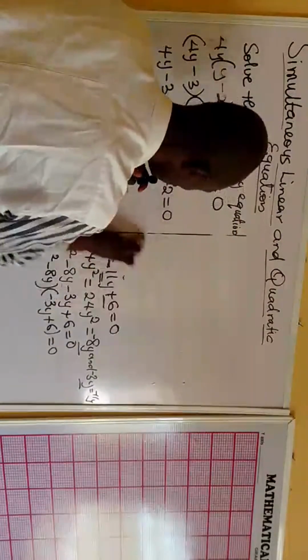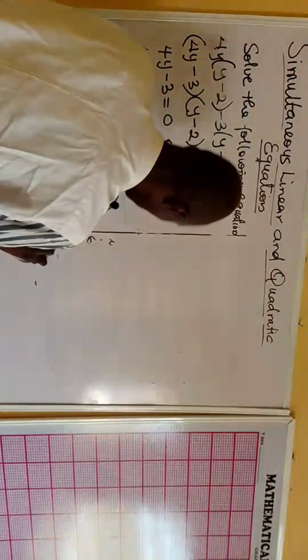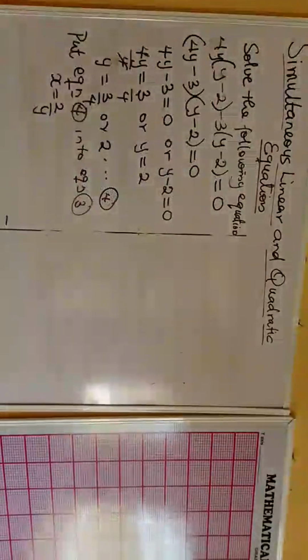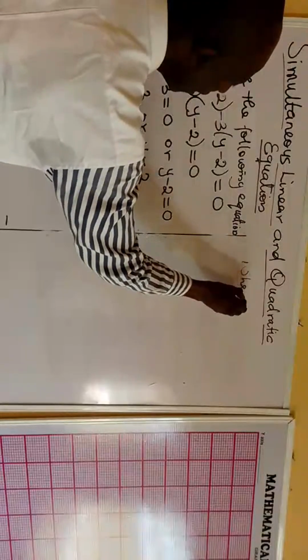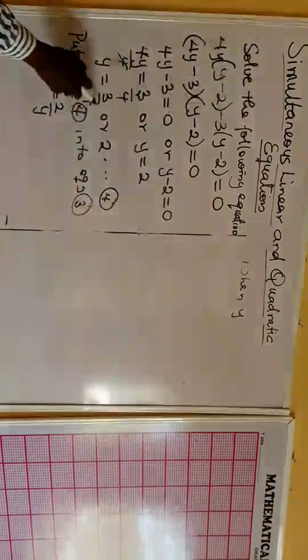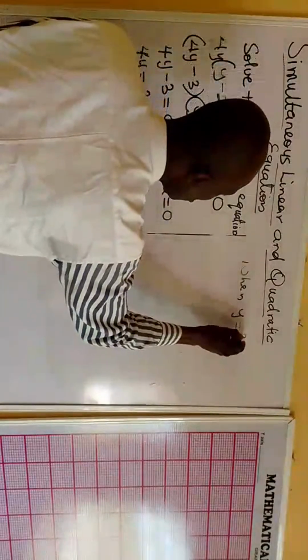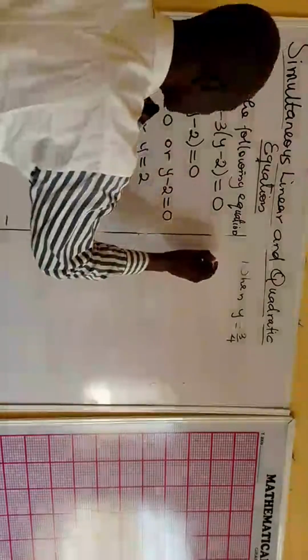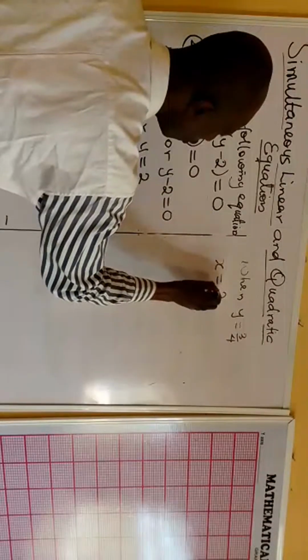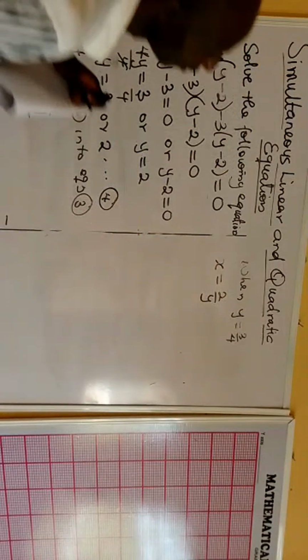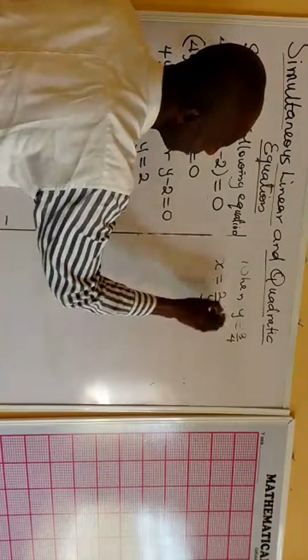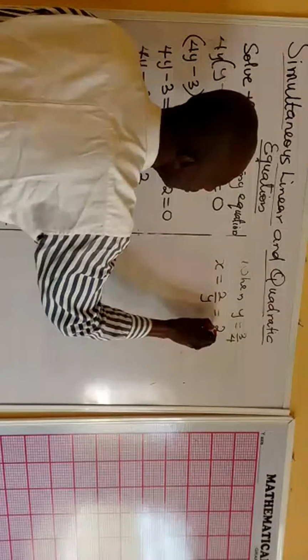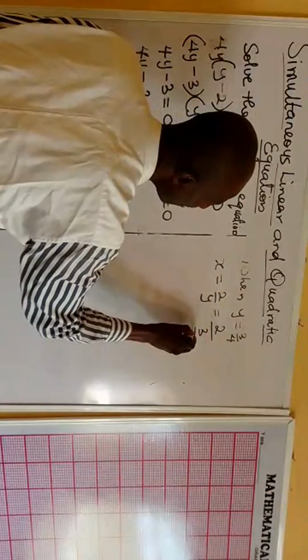In this math, we will be getting two solutions. Now, I will first of all take when y is equal to 3 over 4. X, we said, is 2 over y. That's what we said here. So I will put 3 over 4 in place of y, which simply means 2 over 3 over 4.